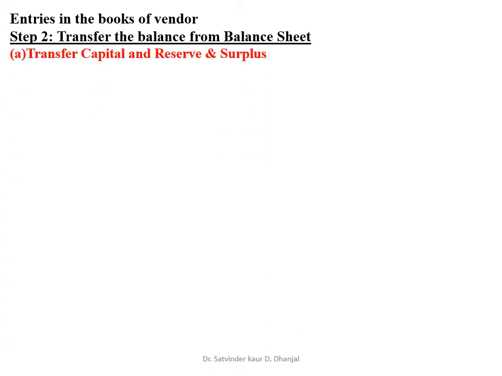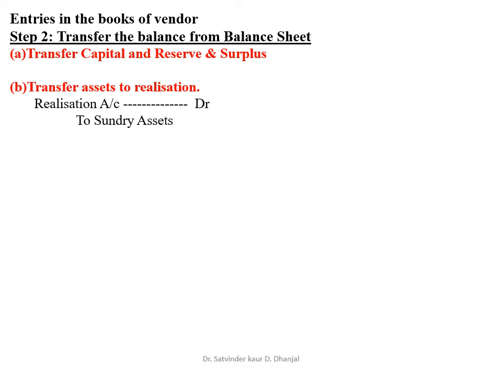First, transfer capital and reserve and surpluses. So the capital balance will be transferred to partner's capital account. Reserve and surplus will also be transferred to partner's capital account in the said ratio. Reserve and surplus includes general reserve, workmen compensation fund, etc. B. Transfer assets to realization account. So the journal entry for the same is realization account debit to sundry assets.